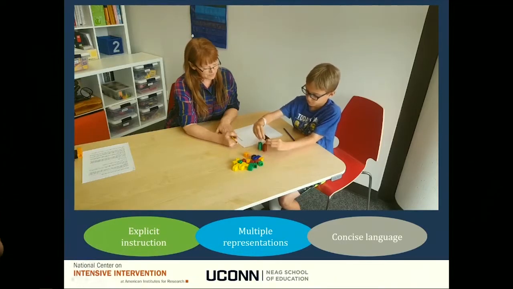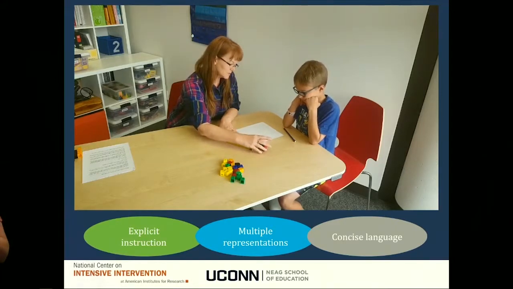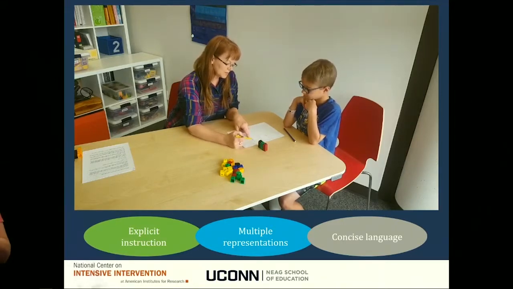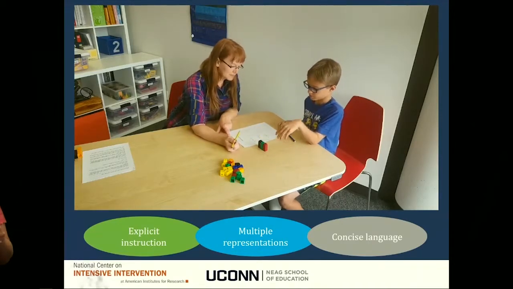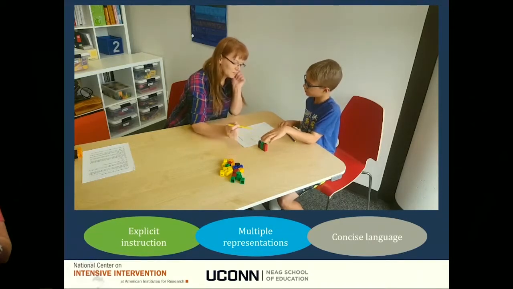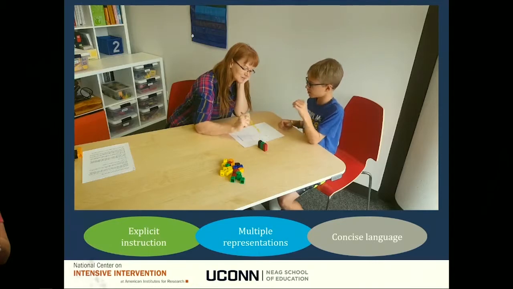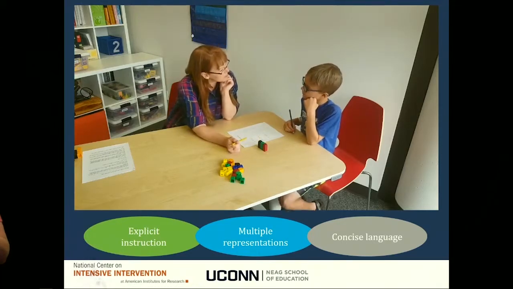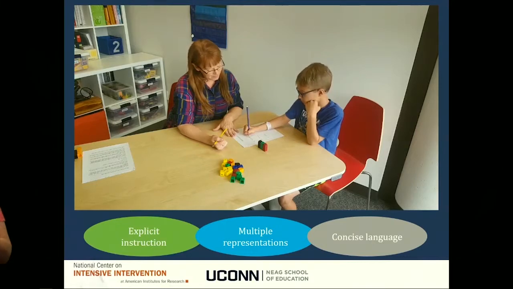2, 3. Okay, now we have 3 groups of 2. 3 times 2 is the same as, how many blocks do we have there? Well, we have 3 groups. So let's count them. 1, 2, 3, 4, 5, 6. So 3 groups of 2 is how many? 6. Good. Can you write your 6 here?